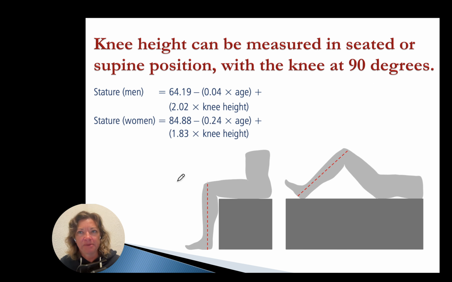So knee height can be measured in a seated, on the left, or a supine position. And in each case, the knee should be bent at 90 degrees. And here are the equations for taking the dotted line measurement of knee height between the top of the thigh and the bottom of the foot and converting that to stature.